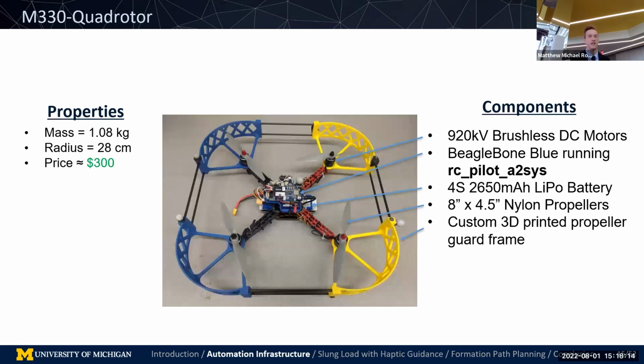So for infrastructure, here is the M330 quadrotor. It's a relatively low mass at about 1 kilogram, and most importantly, it's only about $300. So this is very important in educational situations as well as research when you need multiple vehicles and you don't want to spend $5,000 for each. And this is achieved by using off-the-shelf components.